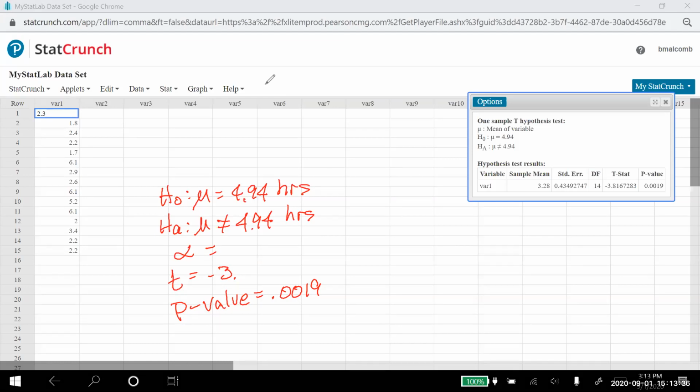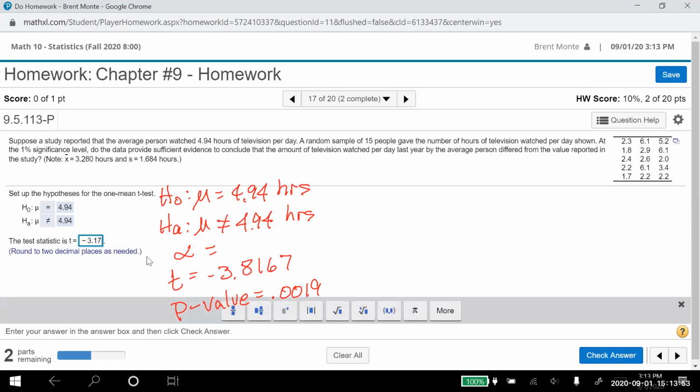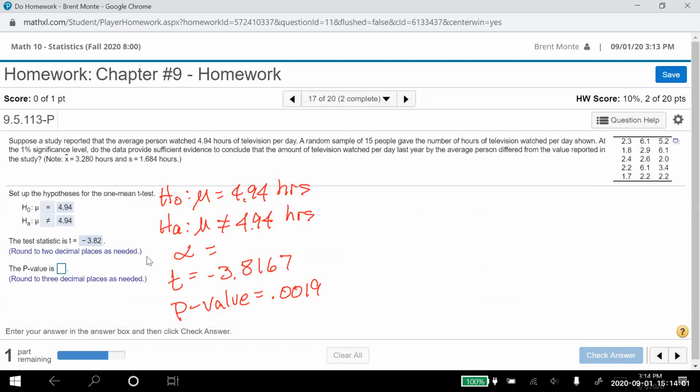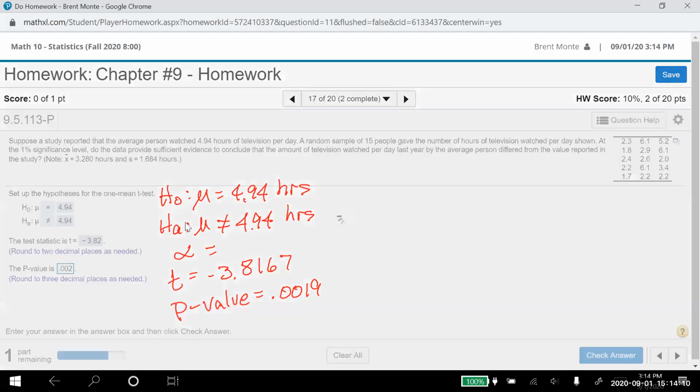All right, negative 3.8167. Good heavens. All right. Now we'll go back. So negative 3.82. There we go. Works a lot better when you write down the correct numbers. And then the p-value, 3 decimal places, so 0.002. All right, we got that.